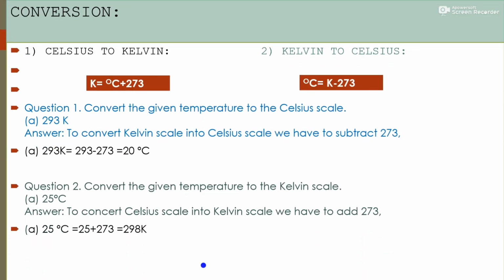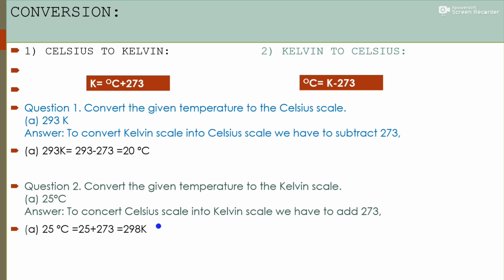To convert Celsius to Kelvin, we have to add 273 to the given Celsius amount, and to convert Kelvin to Celsius, we have to subtract 273 from the given Kelvin value. For example, convert the given temperature to the Celsius scale: 293 Kelvin. To convert Kelvin scale into Celsius scale, we have to subtract 273. So 293 minus 273 is equal to 20 Celsius. So 293 Kelvin is equal to 20 Celsius. To convert Kelvin into Celsius, we only have to subtract 273 from the given Kelvin amount.